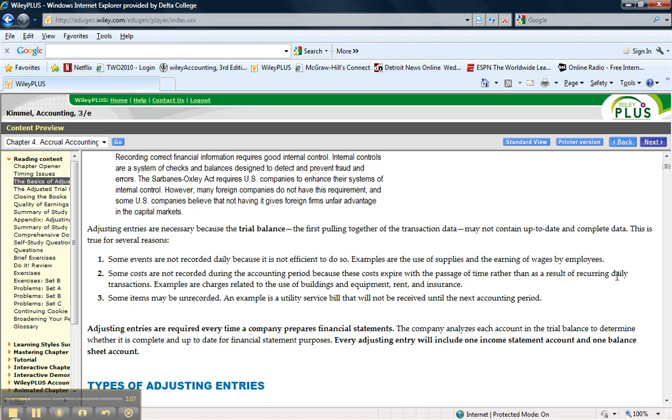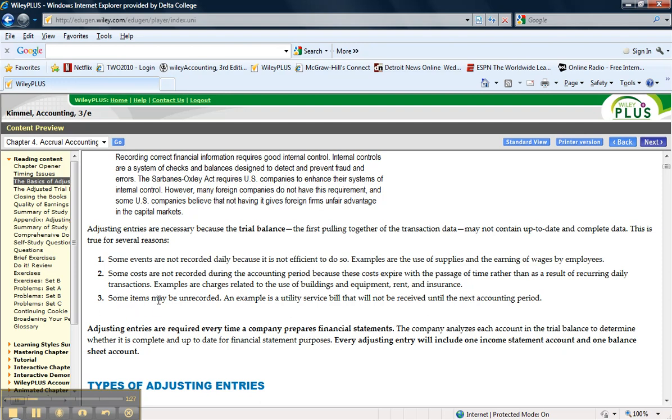So if you've bought some prepaid insurance, you've recorded it when you paid for it, but then as that insurance is used up, you would never record an expense unless you had an adjusting entry to offset or reduce that asset and move some of that cost into an expense account.